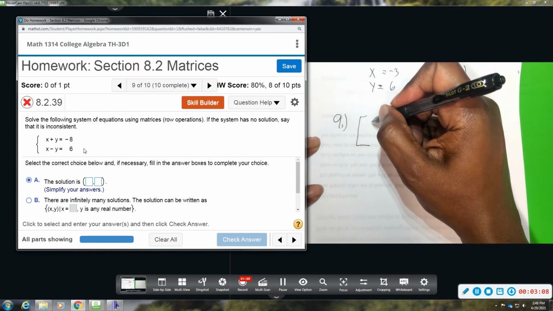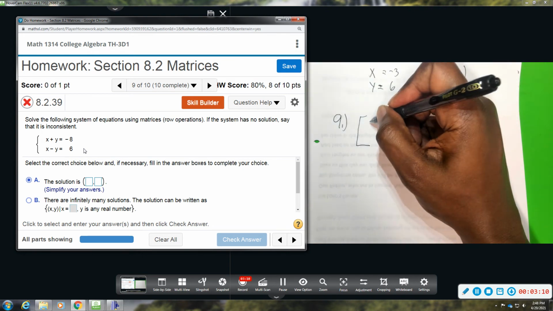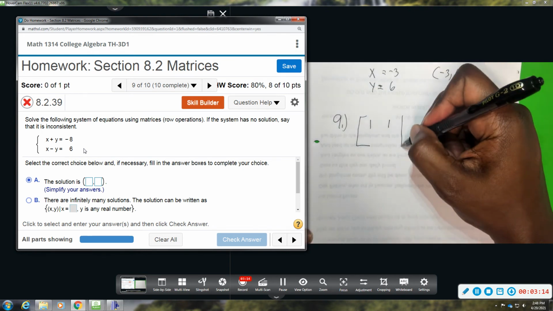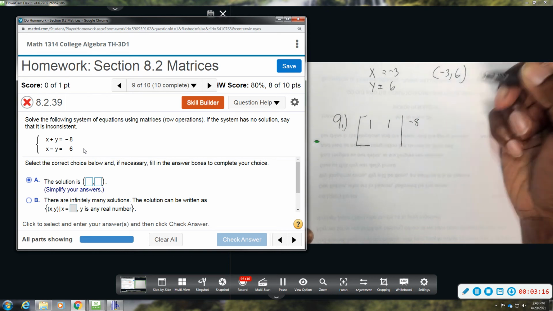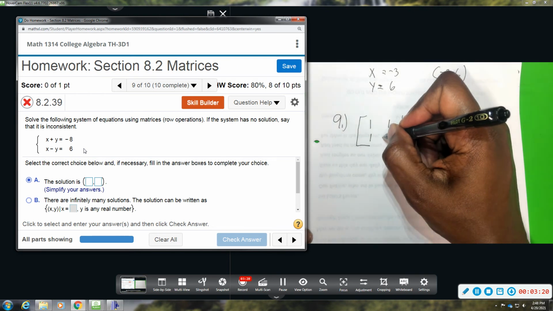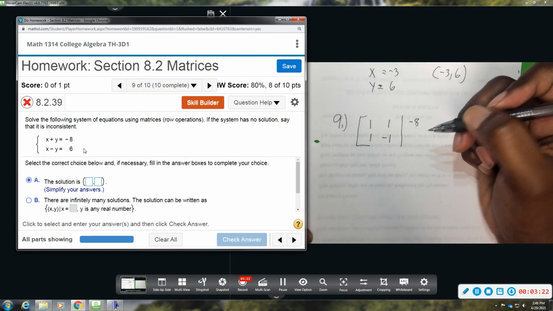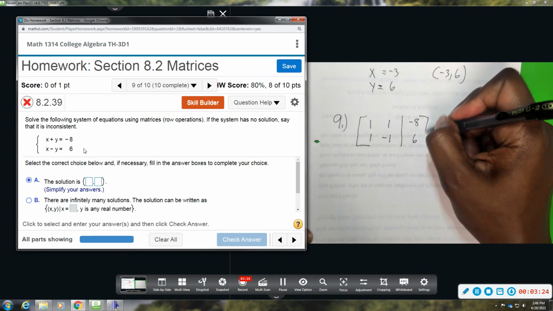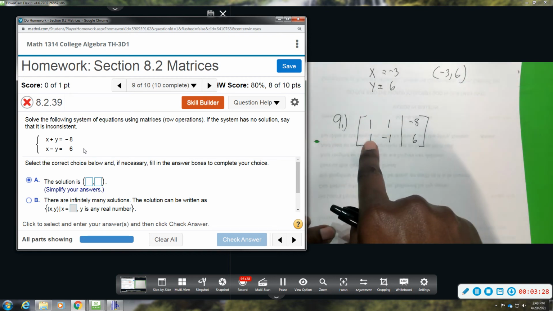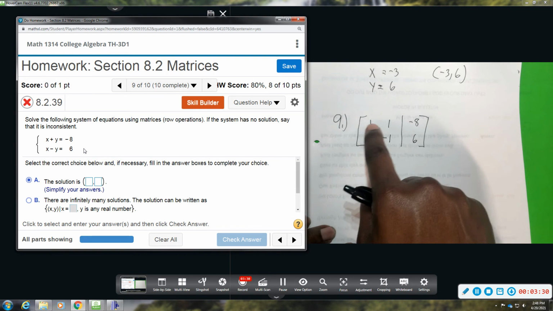So I'm going to have 1, 1, and then -8. And then over here I will have 1, -1, and then 6. Okay, so first I want to get a 0 everywhere below here. So in order to do that, I just need to multiply by -1 and then add those.